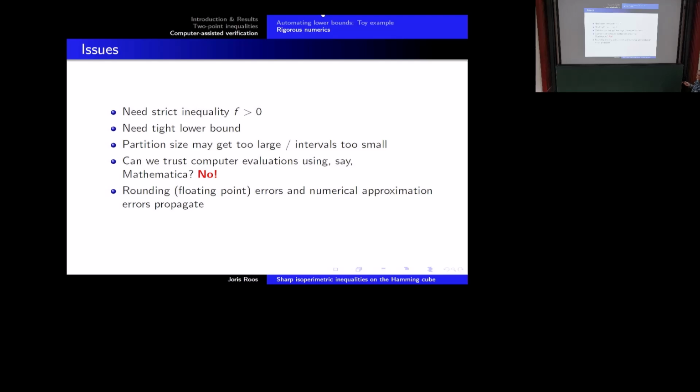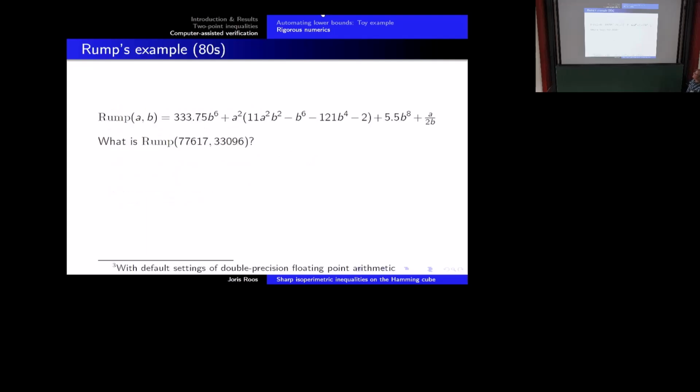So why can we not trust computer evaluations? Because there's two kinds of errors that can be introduced. One is from floating point arithmetic. The computer doesn't know real numbers, it only knows floating point numbers. This is a very small finite subset of the dyadic rationals. Then also there are numerical errors by the computer not knowing what is an exponential function, but instead it has to use a Taylor series. So you have to control both of these sources of errors, and this can be done.